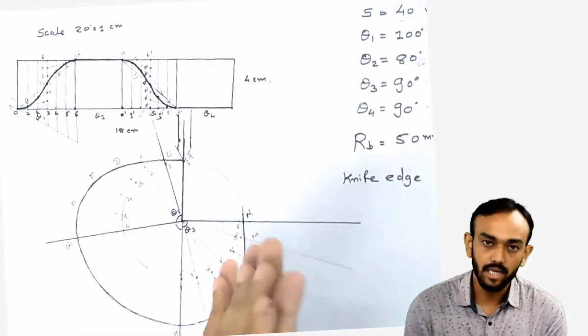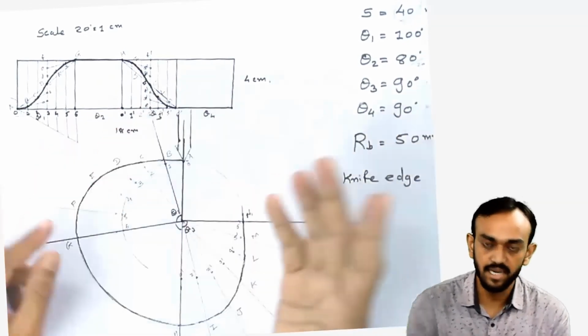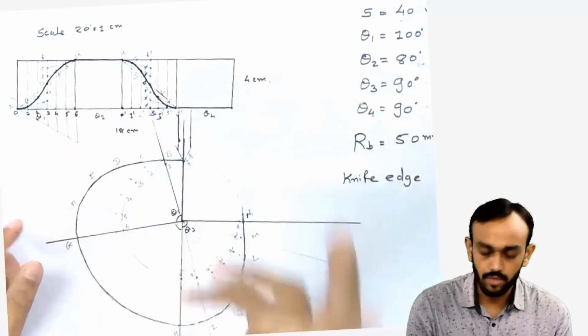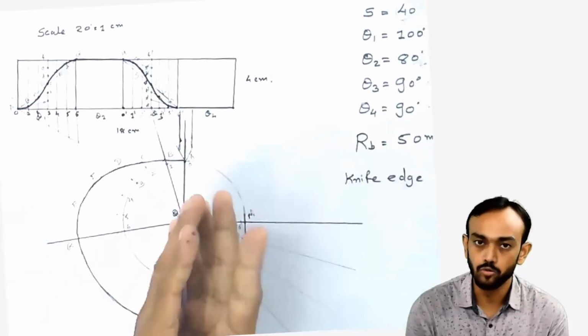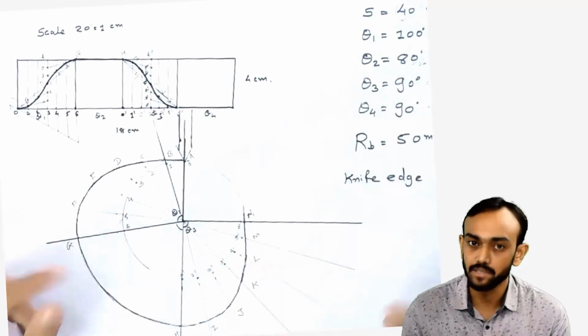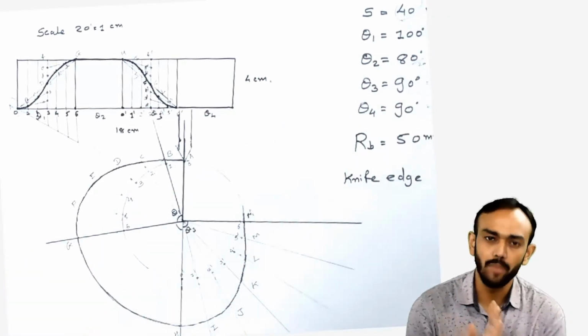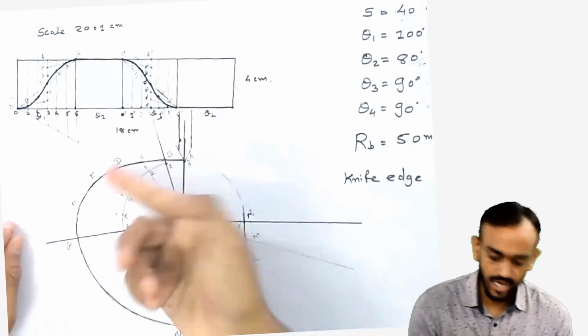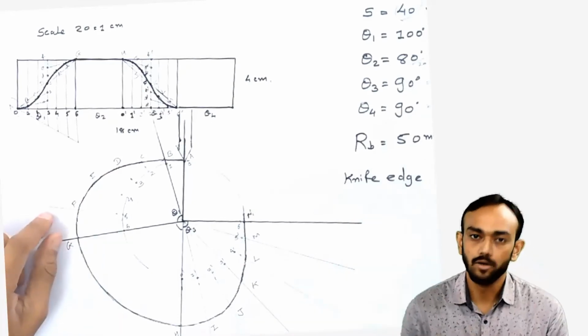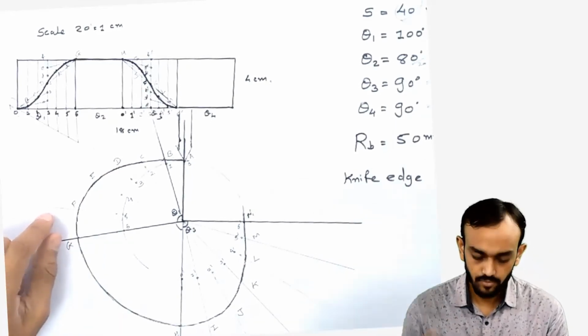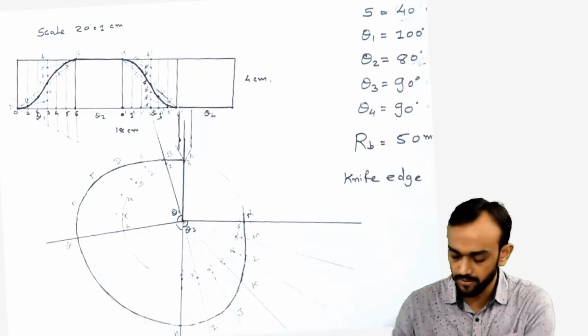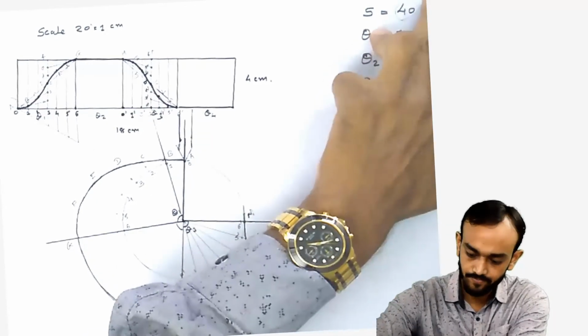And if you divide this rise and return into fewer than 6 parts, in 4 or 3 partitions, you can't get a smooth curve. So 6 is the optimum value, and you can get a very smooth curve here. Okay, so how will this cam profile work? Let's check this.